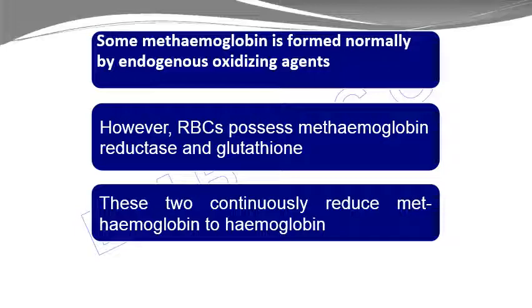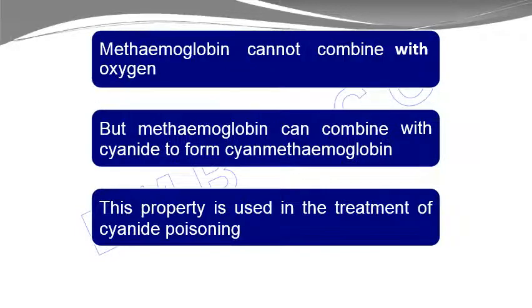Now, methemoglobin, unlike oxyhemoglobin and carboxyhemoglobin, cannot bind to oxygen, but it can bind with something called cyanide. And if it binds with cyanide, it will form something called cyanmethemoglobin. So if we have any patient who has been poisoned with cyanide, we can use this property of methemoglobin to treat those patients. As methemoglobin can bind with cyanide, it can be treated that way. Let's see how it is done.